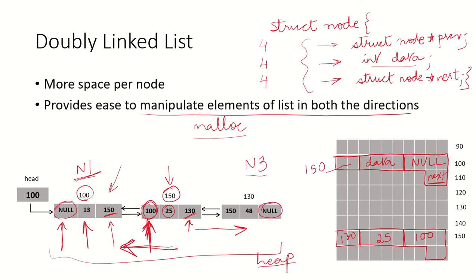The disadvantage is that since it is storing more pointers, it requires more bytes. So there is a need for more space per node.